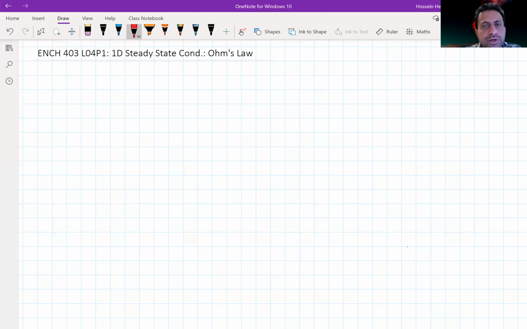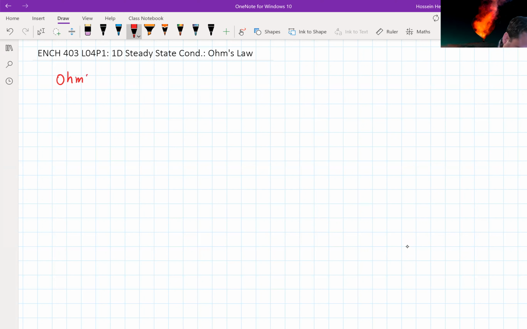Let's look at the similarities between flow of heat and flow of electrical currents and see how we can use such similarities for solving the 1D steady state heat conduction problems. And to do that, I'm just going to give an overview of Ohm's law for the electrical flow.